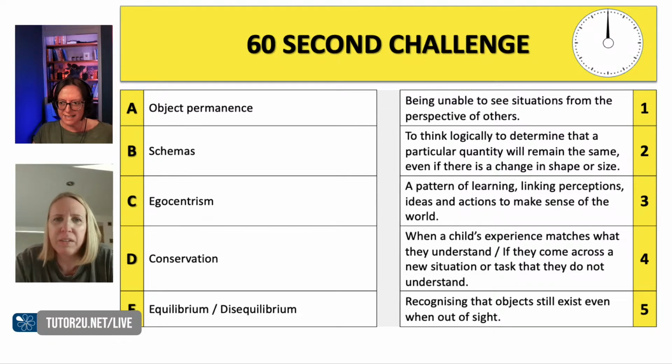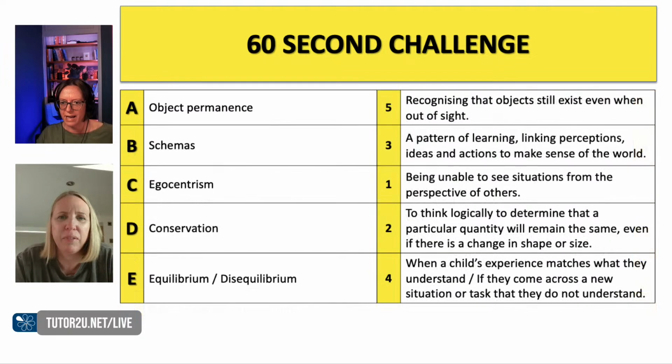Okay, I think for clarity, I'll reveal the correct answers, Lynn. I'll talk them through and we can add any extras that we want to add. So the correct answers are on the screen now. So A5, object permanence, that's recognising that objects still exist even when out of sight. This is a skill that develops in infants around about 8 months. Some do it a little bit later, some a bit earlier, but definitely in that sensory motor stage, object permanence develops. Schemas, so B3. Schemas are a pattern of learning.